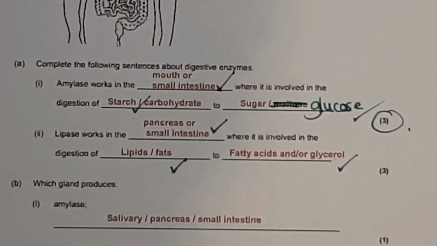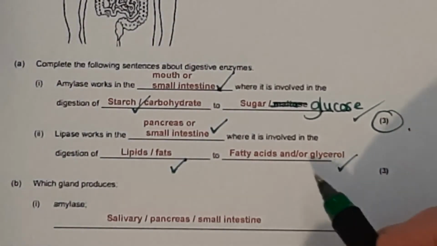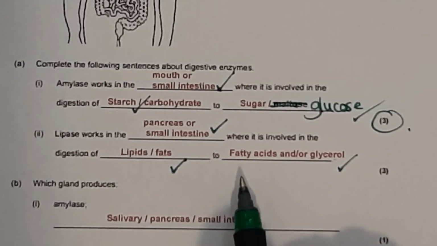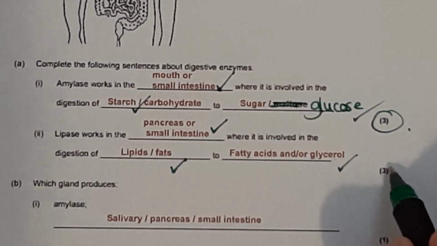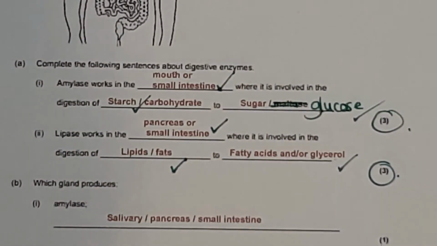You can still have the mark for writing one, but I want you to make sure you've got both written down, because you need to know that it's broken down into both, because sometimes they will require both to be written for the answer for the mark. So again, give yourself the mark out of 3. And we're going to move on.